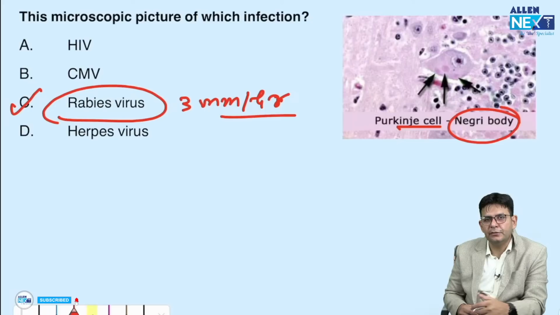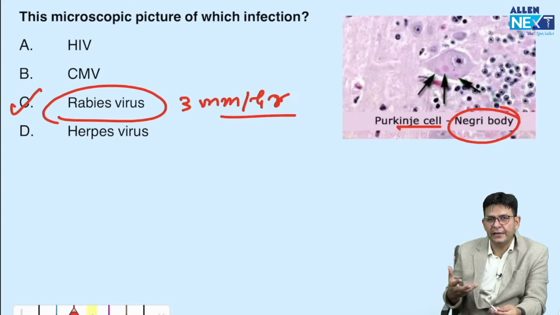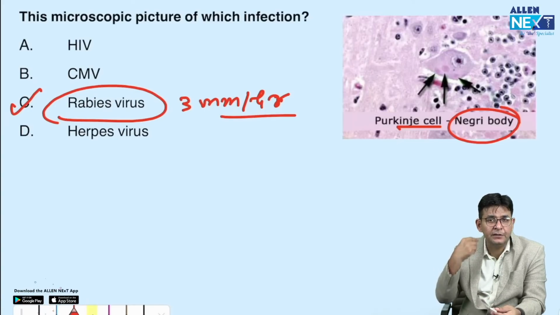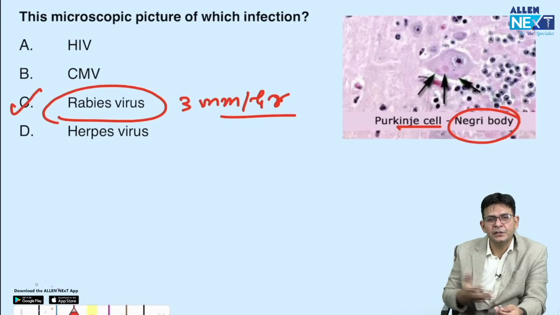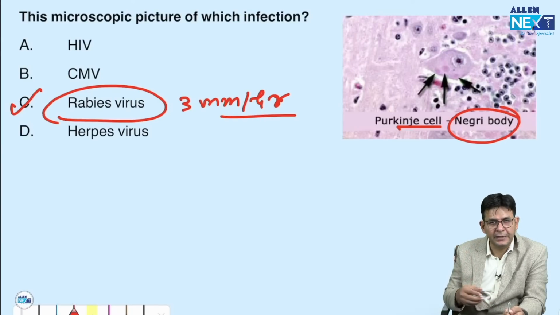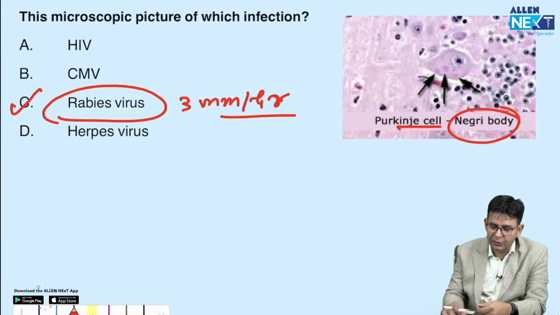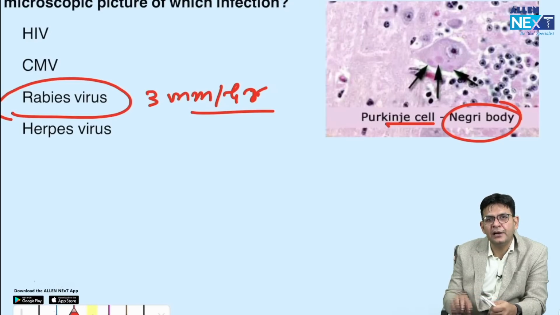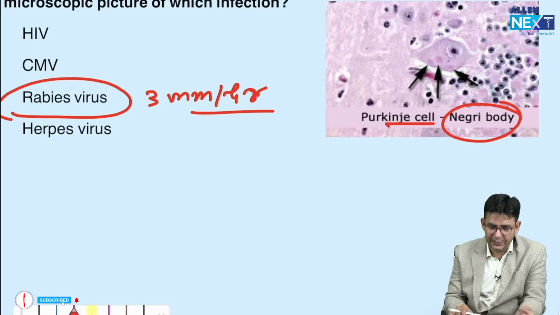Important is from where you take the sample for the antemortem diagnosis. The nape of the neck hair follicle, this is the better one, and corneal smear, and you go for fluorescent testing here, and you can go for the PCR also. And in the post-mortem ones, you have to go for the brain biopsy from the hippocampal area. In that, you observe these Negri bodies, which are intracytoplasmic eosinophilic inclusion bodies. Fine.